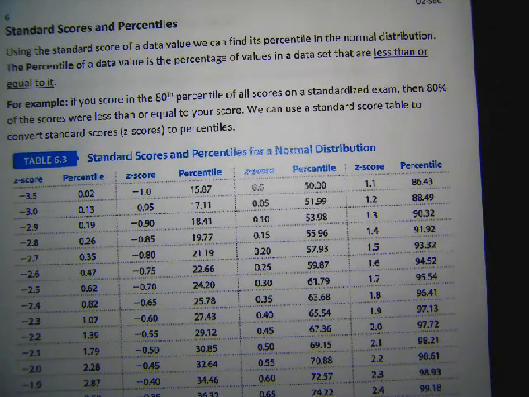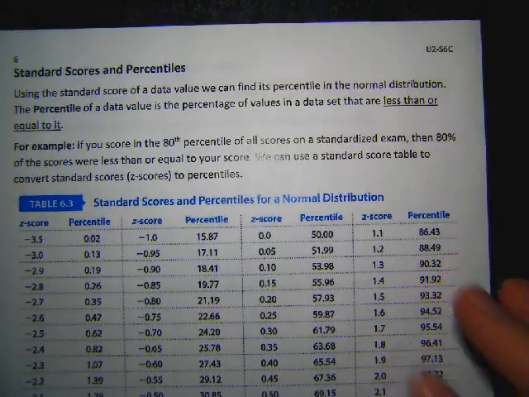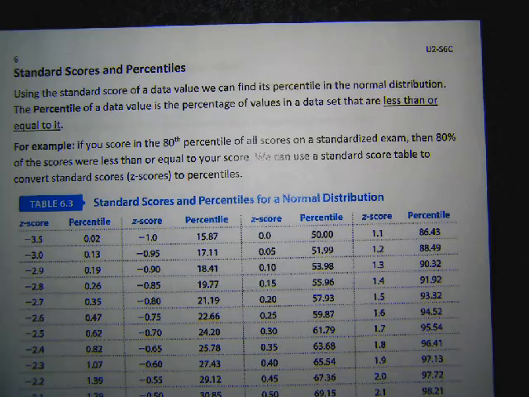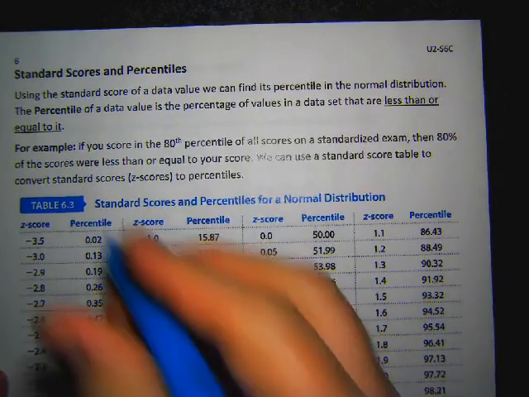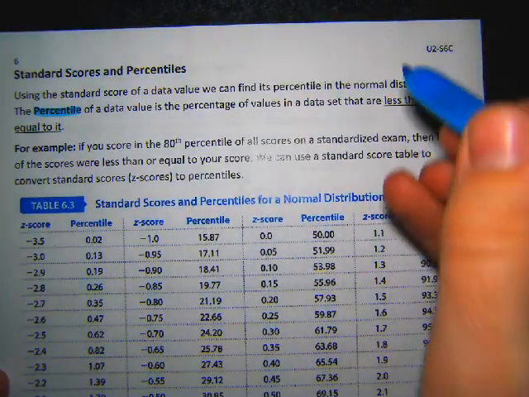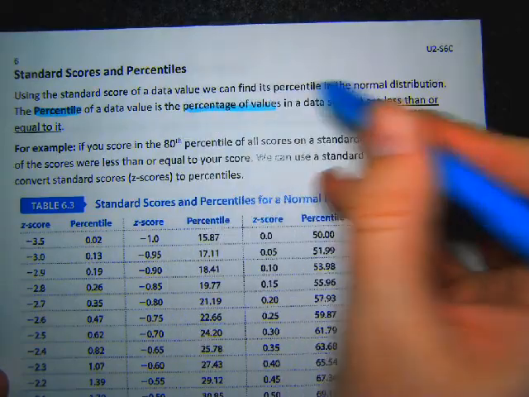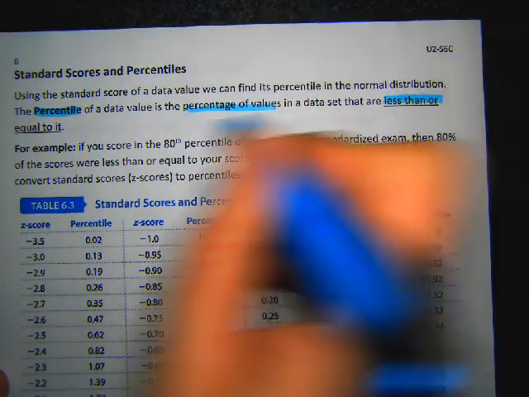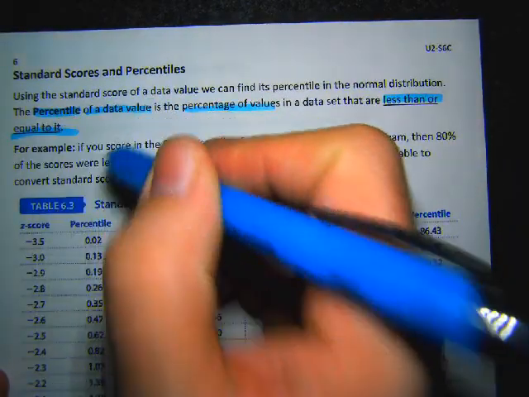Now, there's a pretty tight connection between z-scores and percentiles. Percentile is basically a percentage, but it's a percentage below. So the percentile of a data value is the percentage of values in the data set that are less than or equal to that data value.